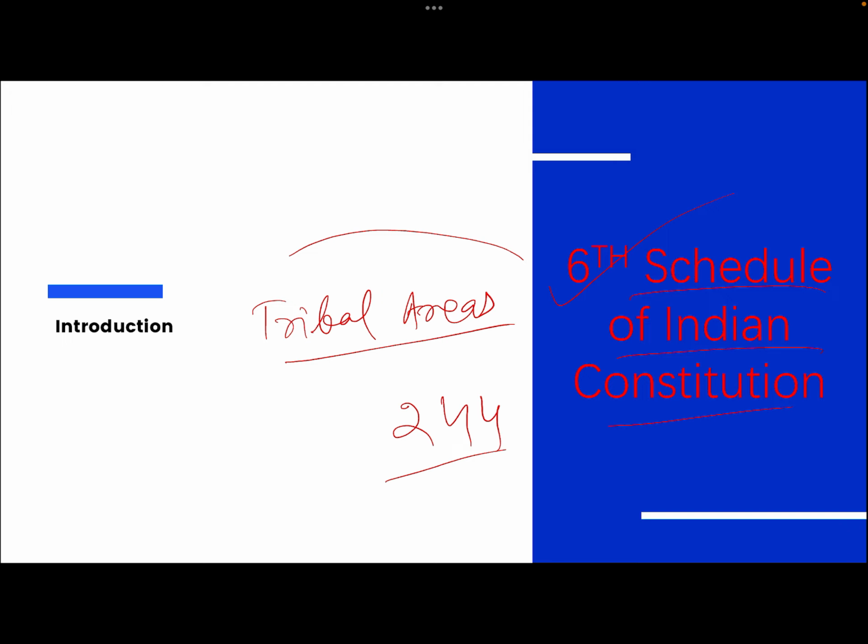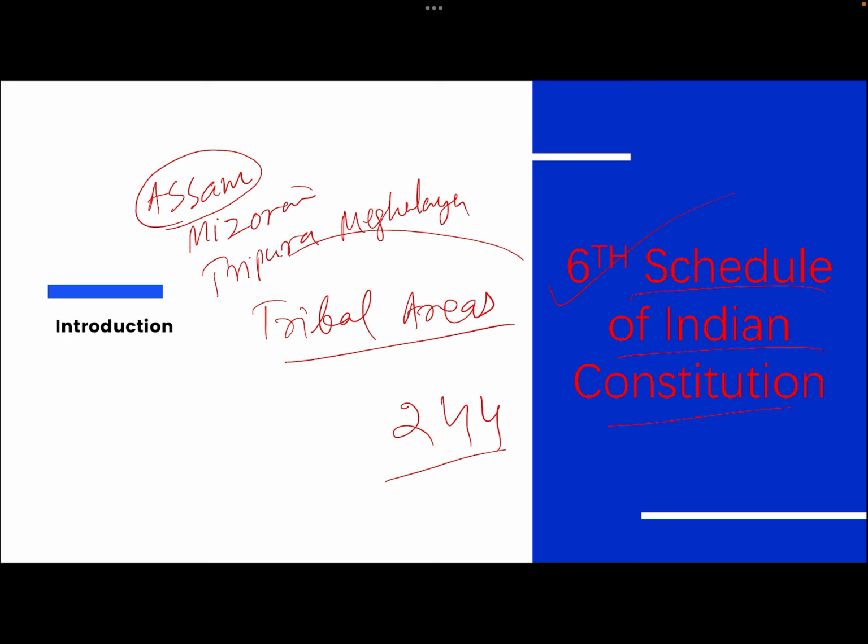are basically tribal dominated areas, and these tribal dominated areas of the northeastern states of India are basically Assam, Mizoram, then you have Tripura, and you have Meghalaya. So there are four northeastern states of India which find mention in the sixth schedule of the Indian Constitution.